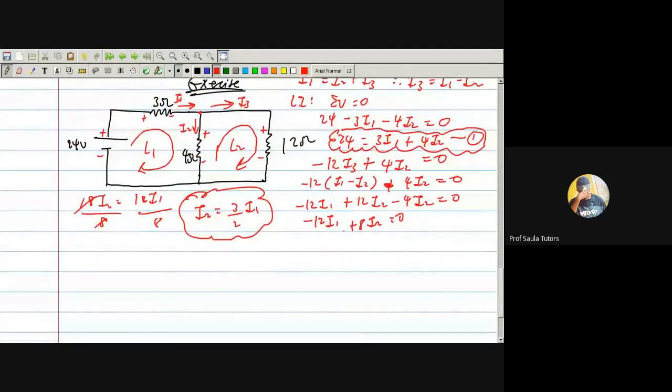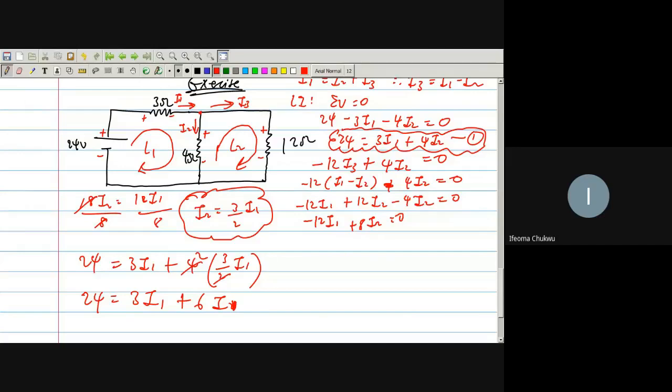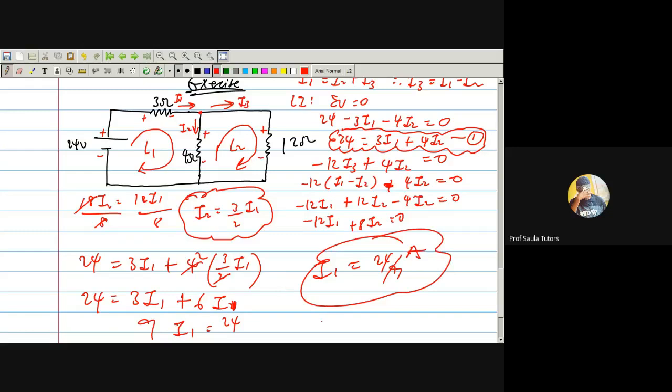So I have 24 equals 3I1 plus 4 times 3 over 2 I1, because my I2 is 3 over 2 I1. So 2 here 1, 2 here 2. 24 equals 3I1 plus 6I1. 9I1 equals 24. So my I1 equals 24 divided by 9 ampere. Since you have gotten this, my I2 will equal 3 over 2 times 24 divided by 9. 2 here 1, 2 here 12, 3 here 1, 3 here 3. So this is 12 over 3 ampere. It's as simple as that.